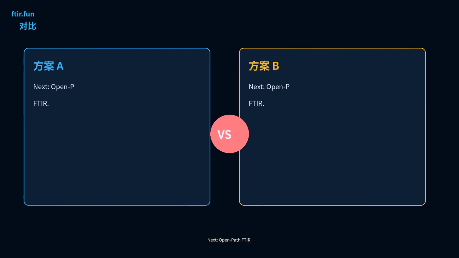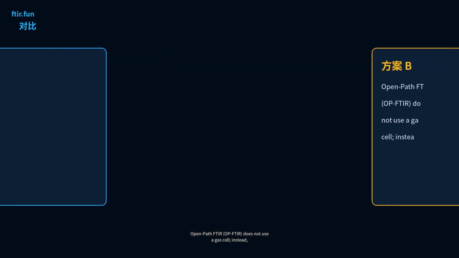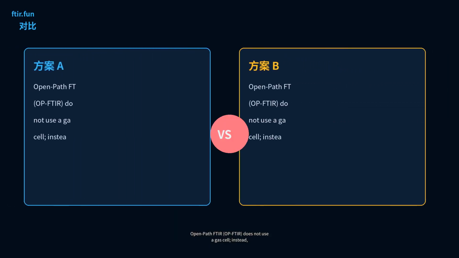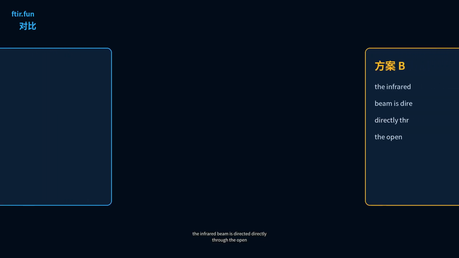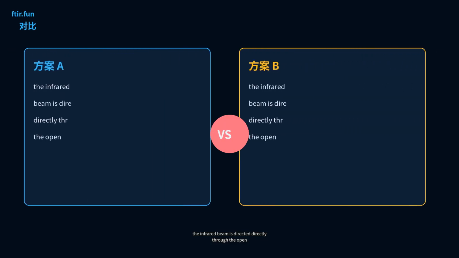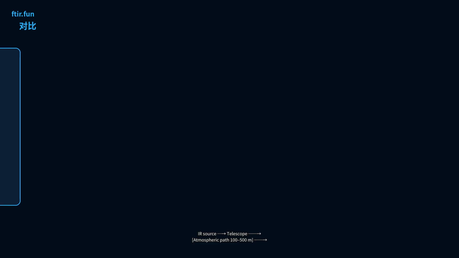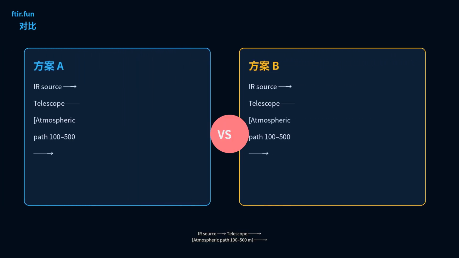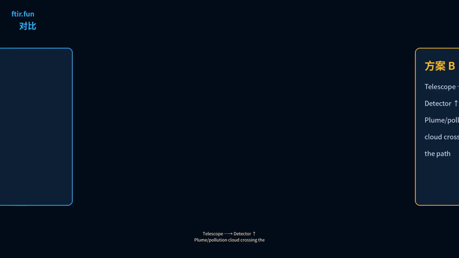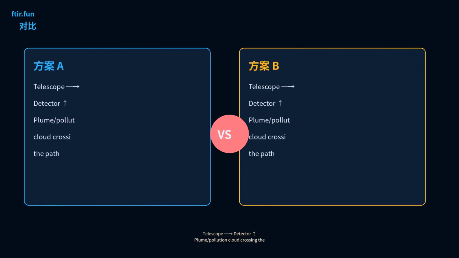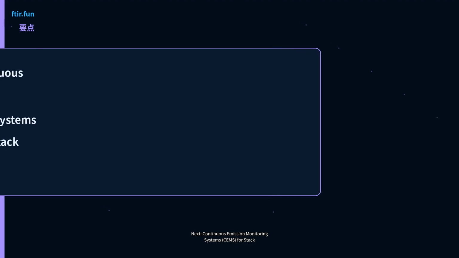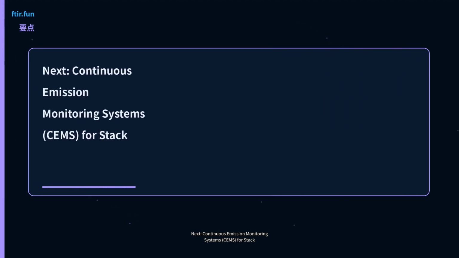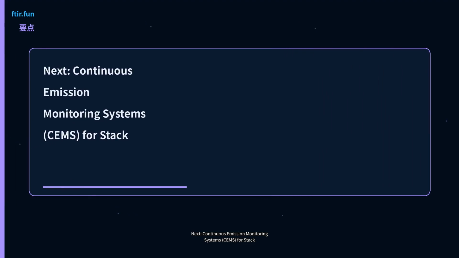Next, OP-FTIR. OP-FTIR does not use a gas cell. Instead, the infrared beam is directed directly through the open atmosphere. Source, telescope, atmospheric path, 100 to 500 meters, telescope, detector, plume pollution cloud crossing the path. Next, continuous emission monitoring systems, CEMS for short.